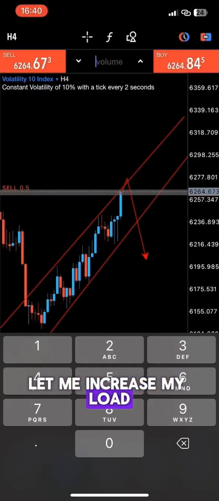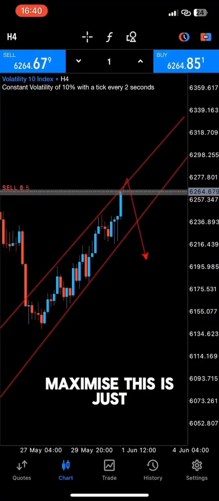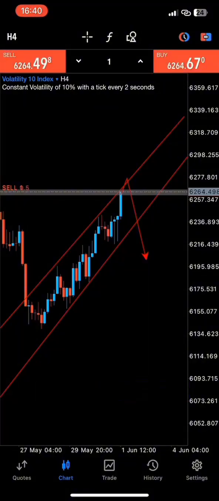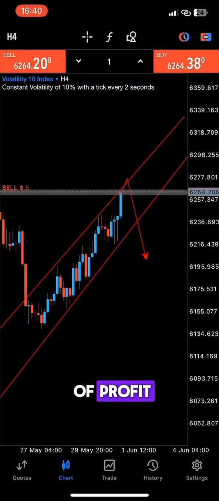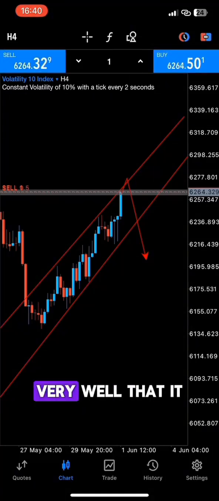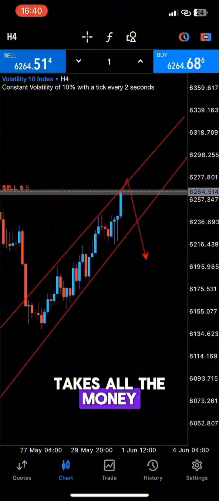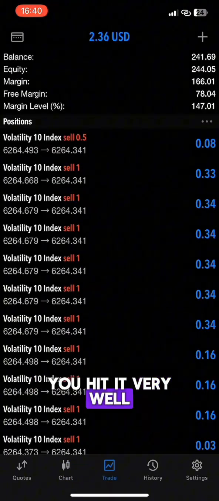Let me increase my lot so that I can maximize. This is just done to maximize. If you don't maximize, it means you just don't collect a lot of profit, which isn't a good thing, because when the market hits you, it hits you very well, that it takes all the money that we have. So when you hit it, please make sure that you hit it very well.